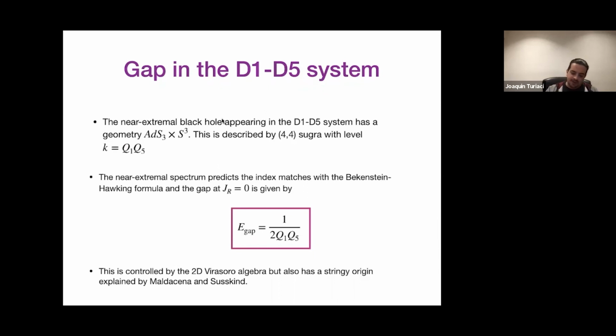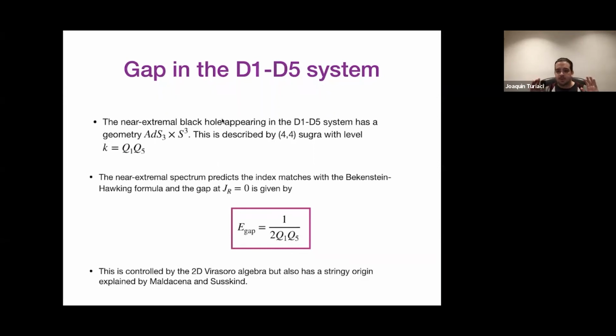And this is the gap that Maldacena and Susskind predicted from the long strings in the 90s. Let me just say that this value is actually fixed by the 2D Virasoro algebra because there is some AdS3 sub-problem. But what I try to emphasize, and the reason why I focus on 4D, is that the size of the gap is more universal than this particular example with AdS3.